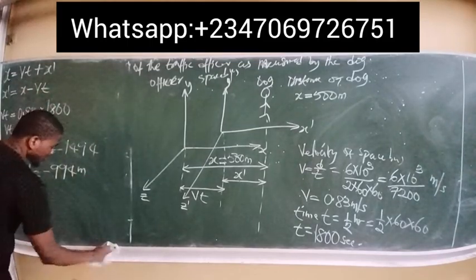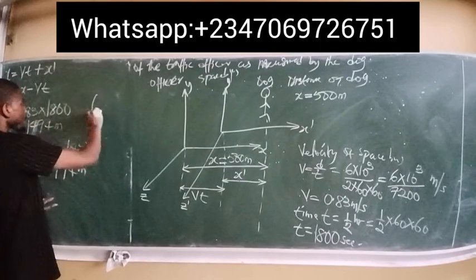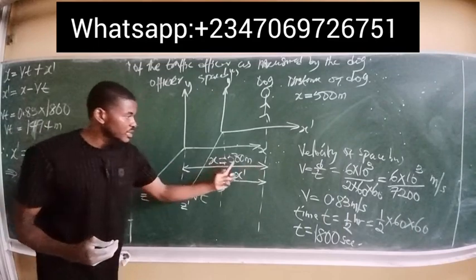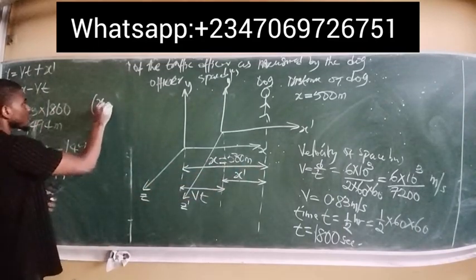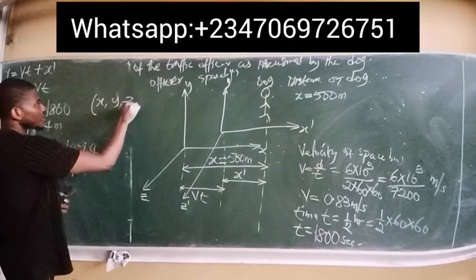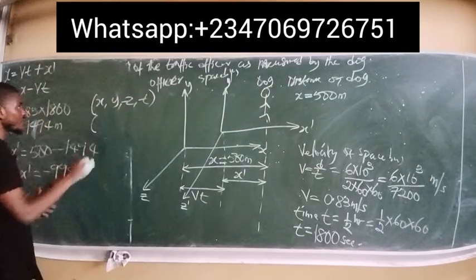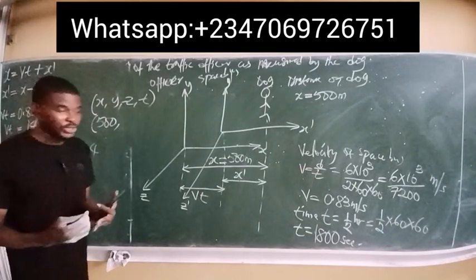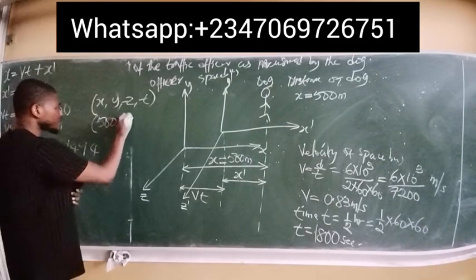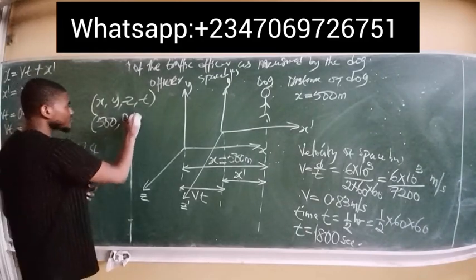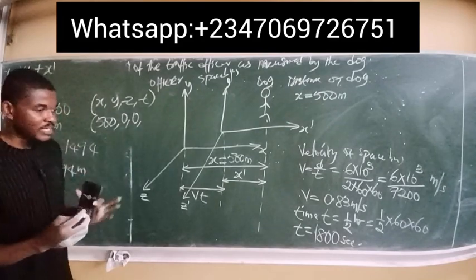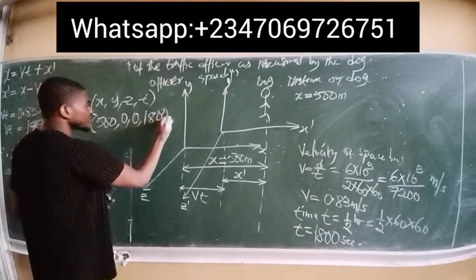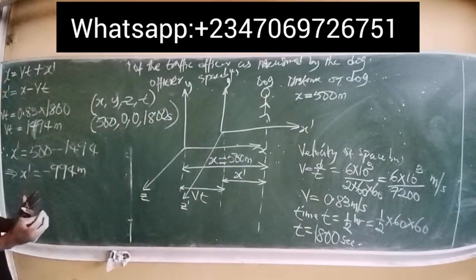Now, let's get the coordinate of the officer itself. The officer's motion is in the x direction, and we obtain the distance in x for the officer as 500 meters. So this is x, y, z, and t for the officer. x is 500 meters. y was not given in the question, so you simply take it as 0. z was not given, so simply take it as 0. The time which this officer observed this motion was given as half an hour, which we got as 1800 seconds. This is the coordinate of the officer.